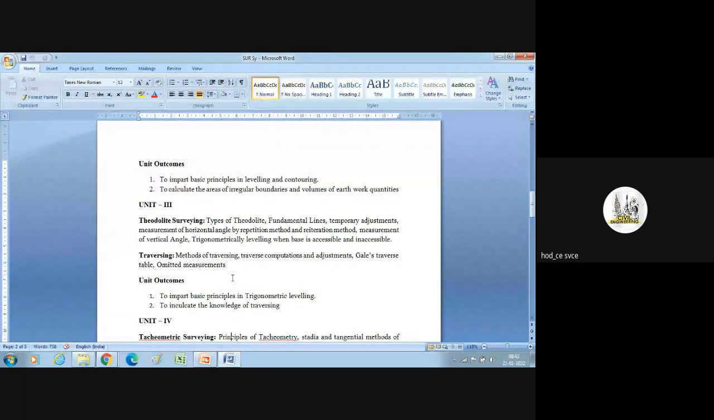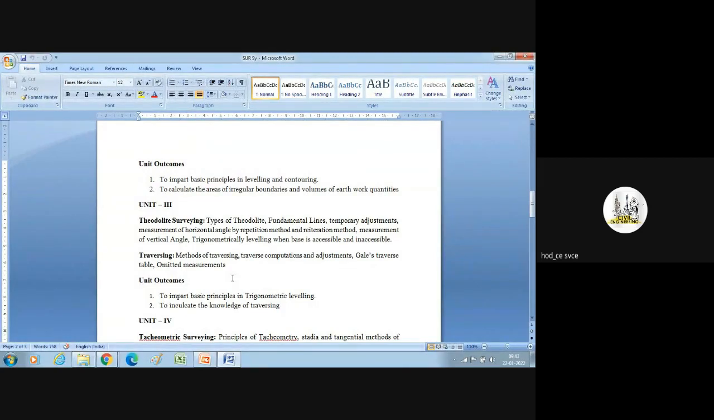Fundamental lines means how we are going to use the equipment. What are the points, which one is the telescope, which one is the bottom screw, top screw, right? What are its advantages? And which one is the eyepiece and which one is the focusing screw. So how we are going to operate the equipment, what are the fundamental lines here?